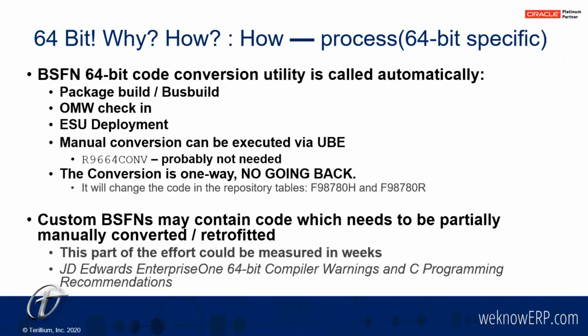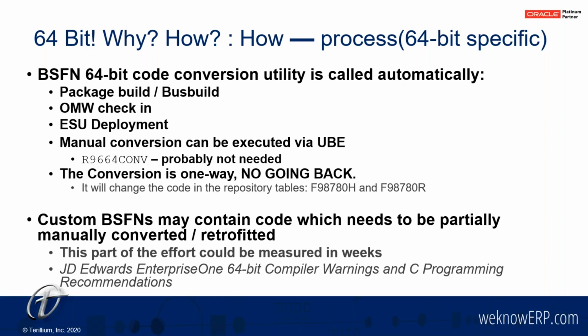What about all the thousands of business functions that aren't in these ESUs? Well, as part of the 64-bit code that you install when you install tools, there is a code conversion utility that gets called automatically in one of about 4 or 5 different scenarios. Number one, you do a package build or a biz build, okay? If it's a 64-bit system, it'll automatically do a check for a lot of automatable 64-bit fixes and do them for you automatically.